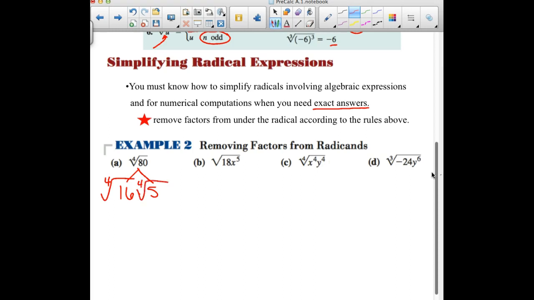The fourth root of 16 is just a 2. So we have 2 times the fourth root of 5. That is the simplified radical version.